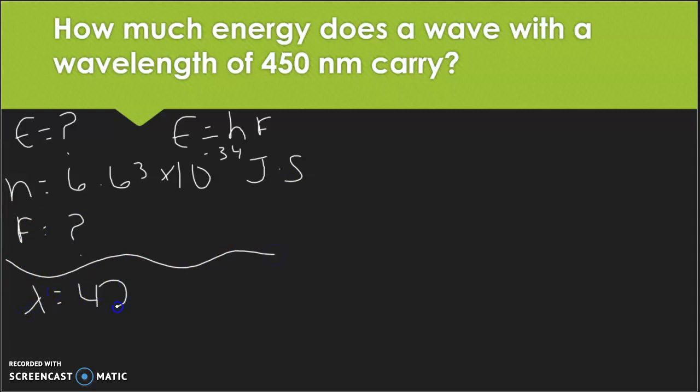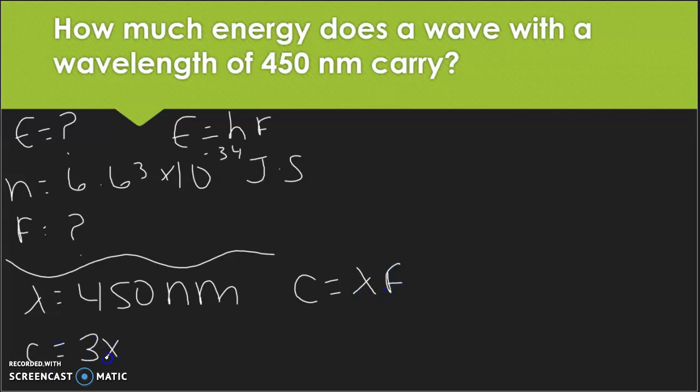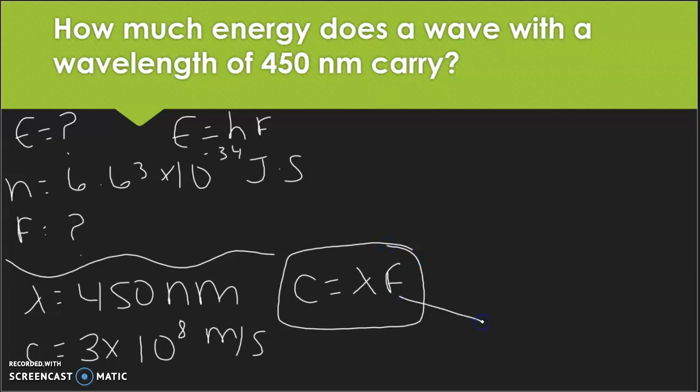Wavelength: 450 nanometers. So we can use our first equation, C equals wavelength times frequency, because we know what C is, 3 times 10 to the 8 meters per second. We can use this equation first and solve for F. Once we get F, we can plug it into this equation and solve for our energy value. And that's what we're going to have to do.